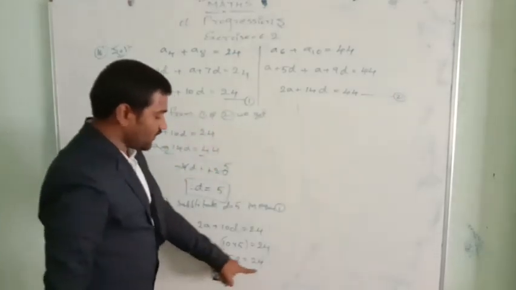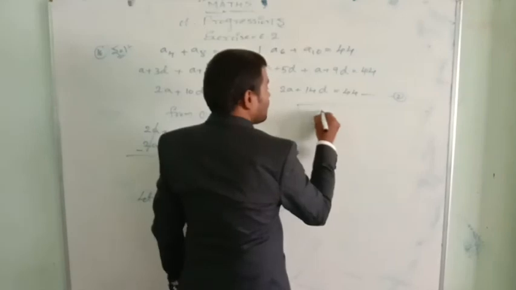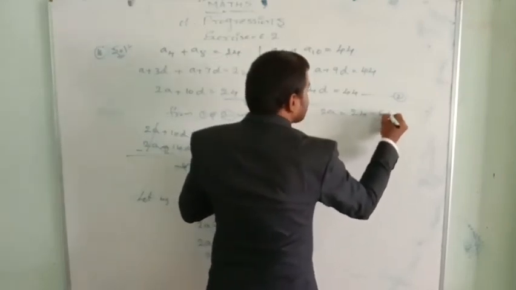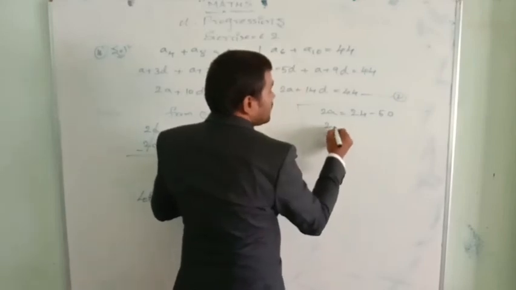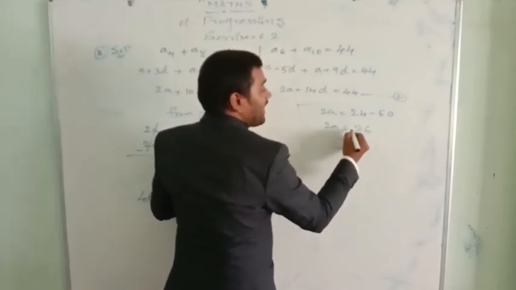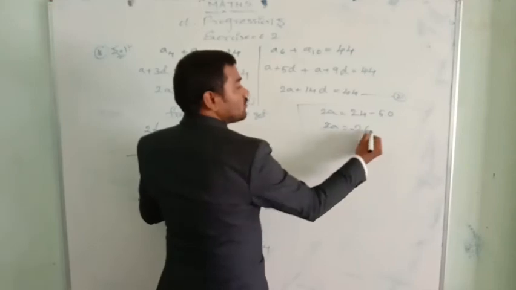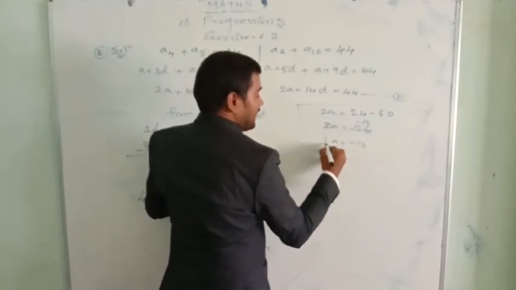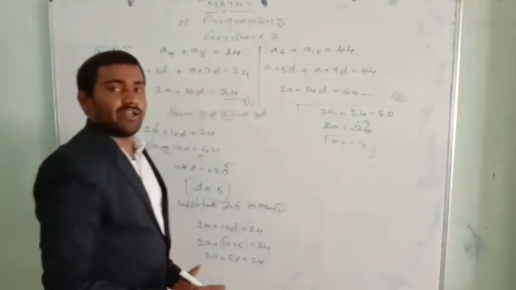Now let us transfer this 50 to this side. 2A equal to 24 minus 50. That is 2A equal to minus 26. Here 2 ones are 2, 2 thirteens are 26. So A equal to minus 13 directly. I got it here. So the A value and D value I got here.